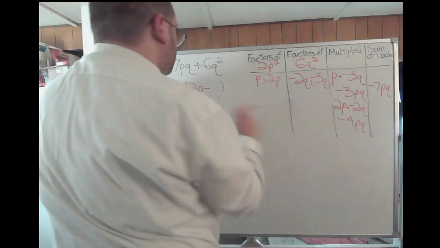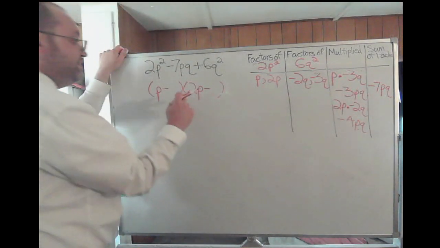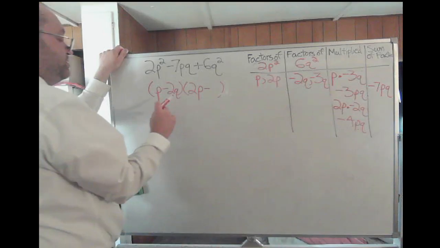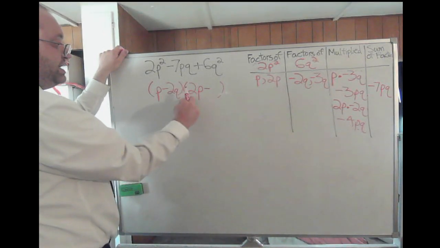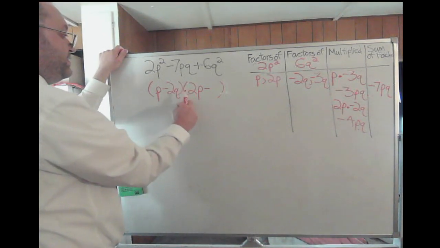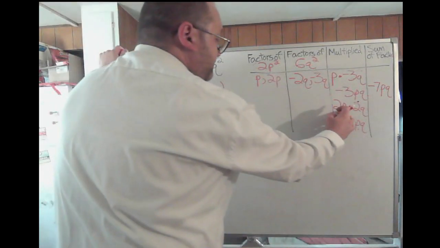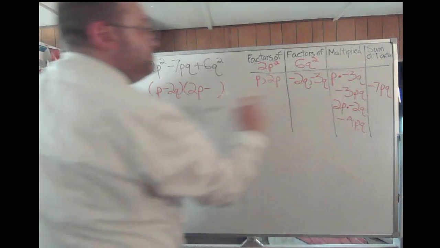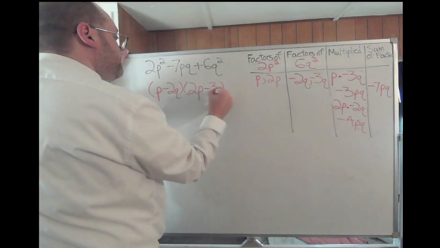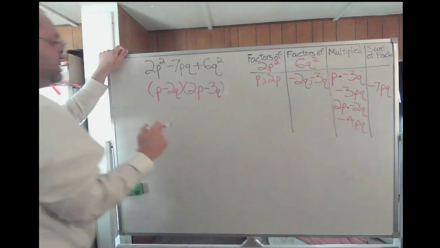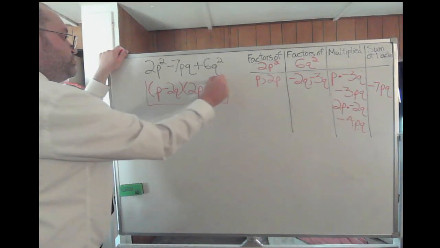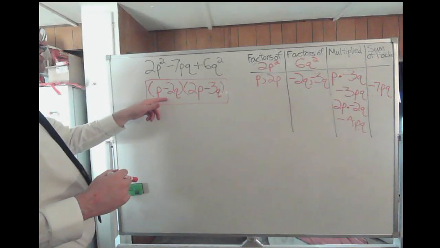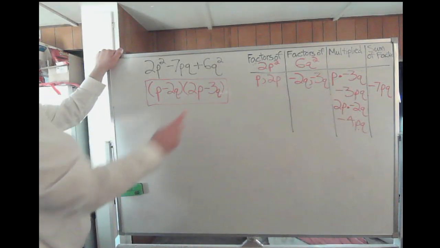Well, I took 2p times negative 2q, so you'll get the negative 2q times 2p. That'll be what you'll need, because that's what you did over here in your work, 2p times negative 2q, which only leaves p times negative 3q. So the answer you should get for this would be the quantity of p minus 2q, that quantity times 2p minus 3q.